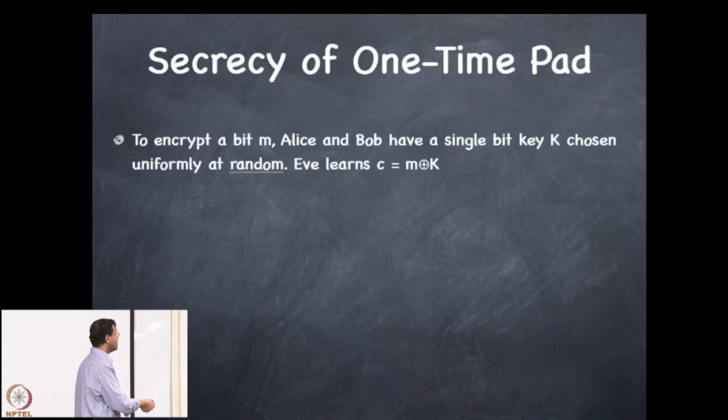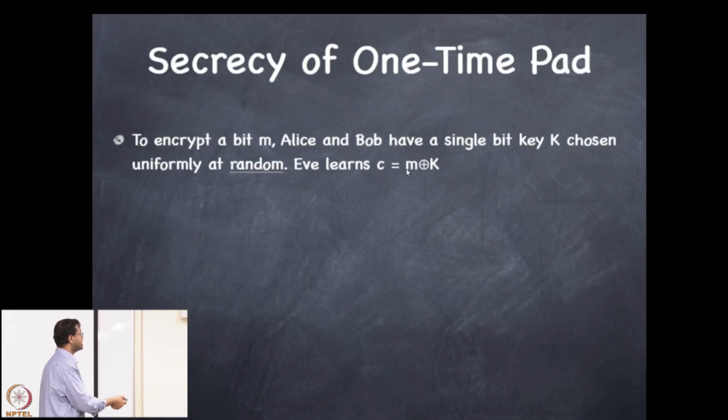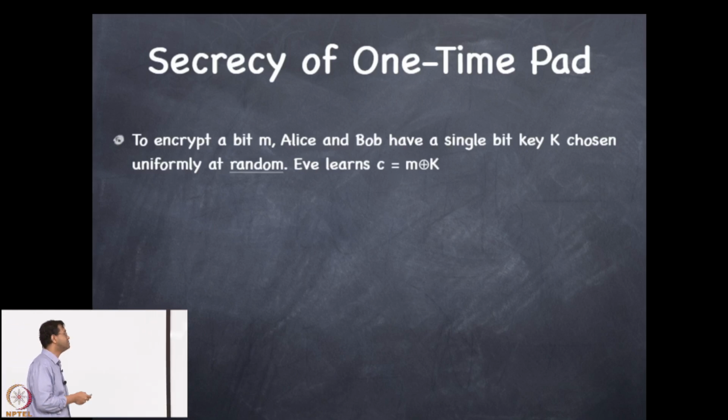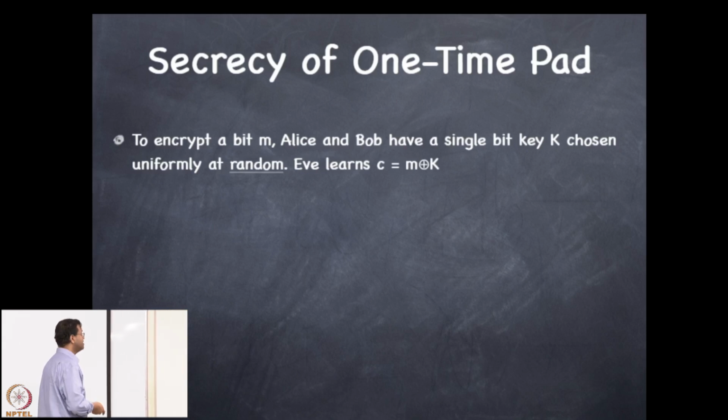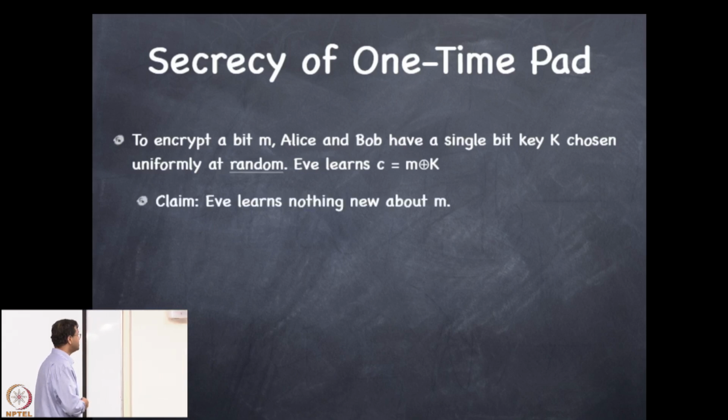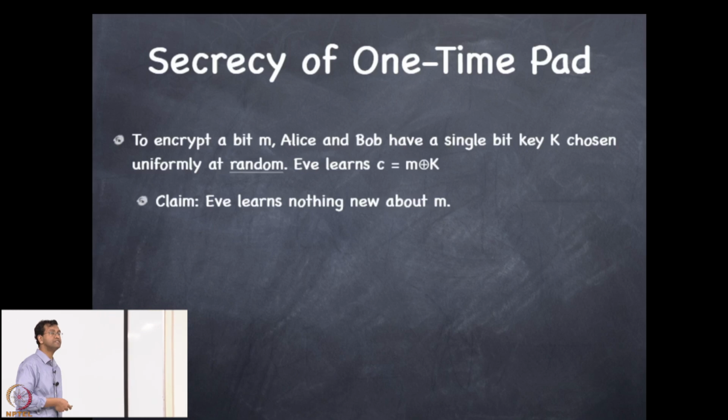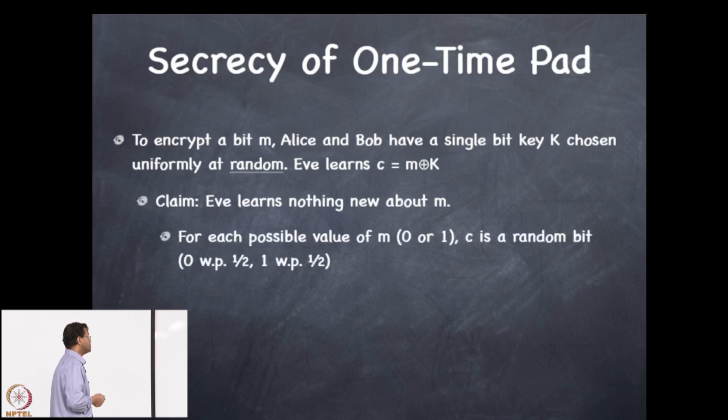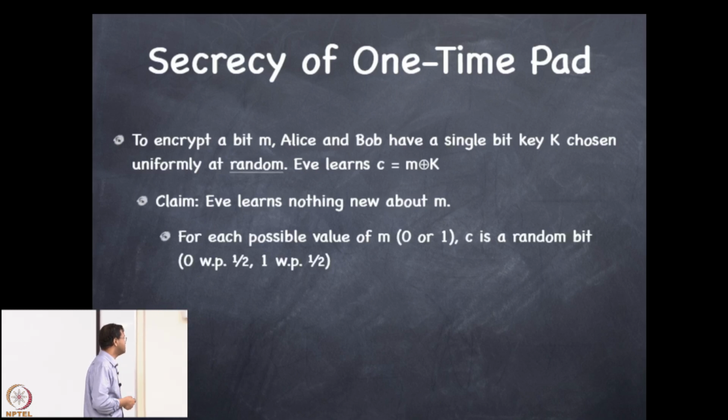So, Eve got this ciphertext, right? M XOR K. And the important thing is this K is uniformly random, and she doesn't know anything else about K other than this M XOR K. If she already knows something about M, that'll tell her something about K. Hopefully that shouldn't hurt us. All right, so the claim is that Eve learns nothing new about M. So let's just make sure we see that.